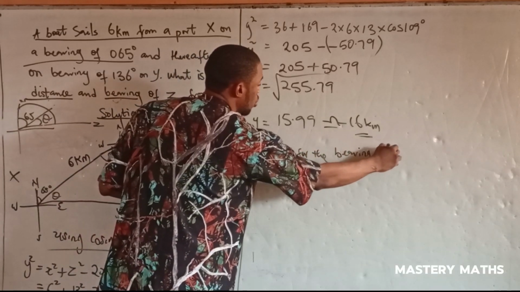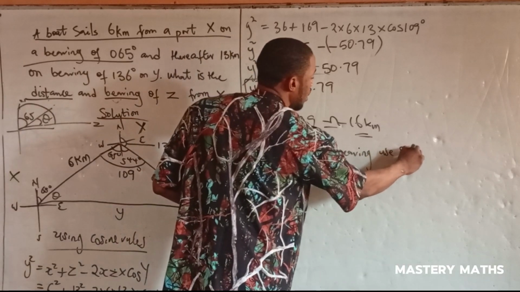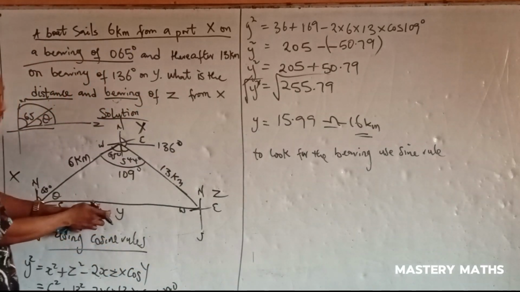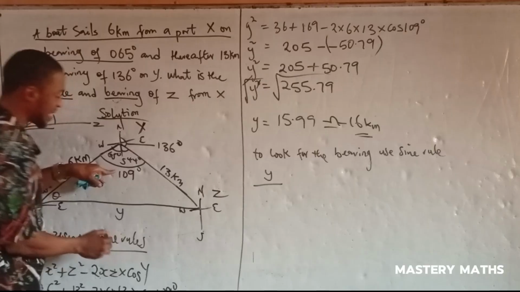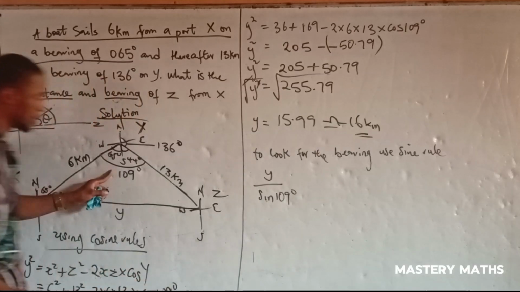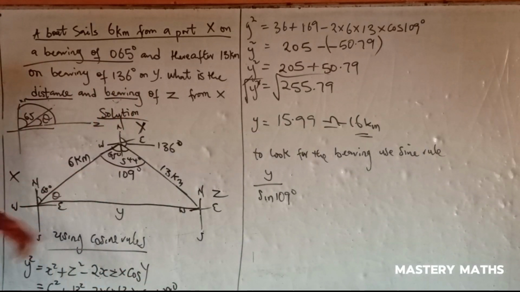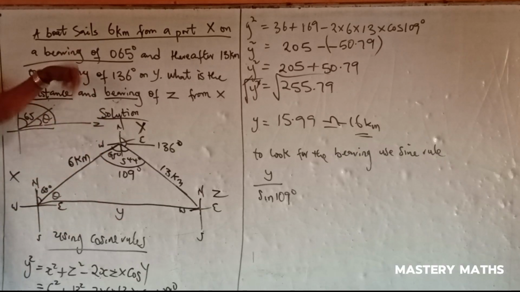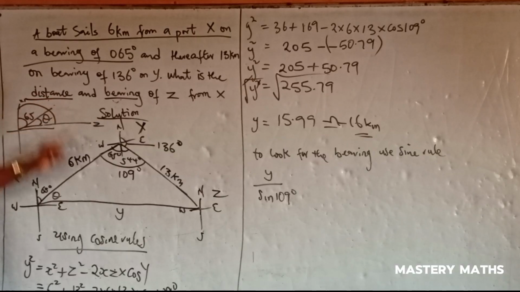So use the sine rule. Now what is the sine rule? The sine rule is this: y over sine 109 degrees. You see now? Always use the given one, the complete one. That is how you need to solve to get a complete one. There must be a complete one. That's the reason we solve for the distance first, to get a complete one.